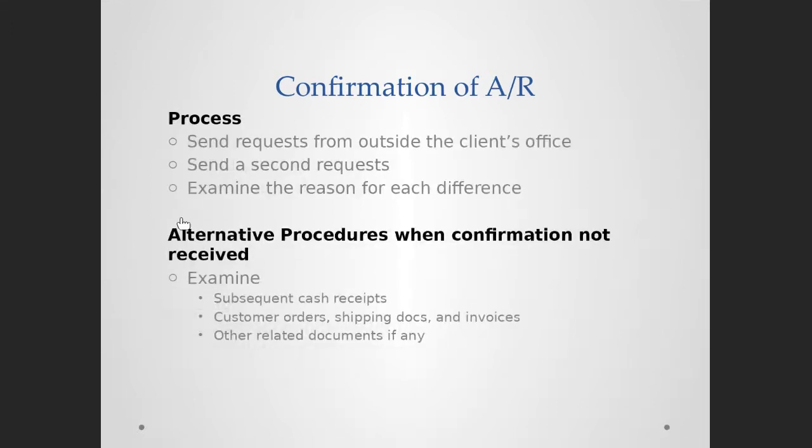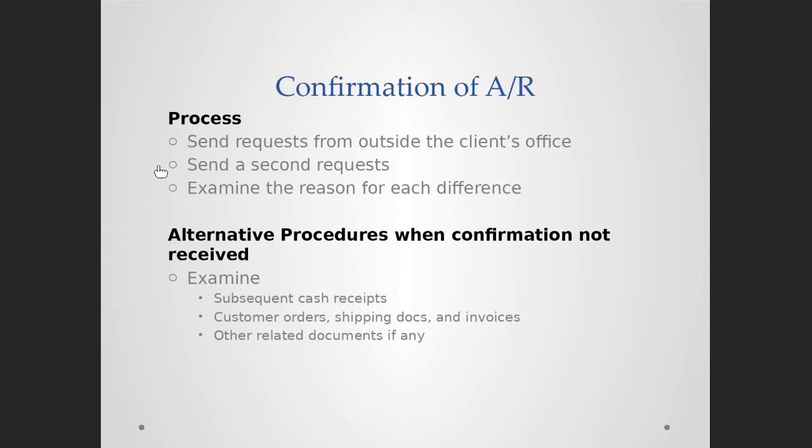Okay, so let's go and see what happens. We send these letters from outside the client's office. When you're in the client's office, you're going through their records, you're doing the audit. When you write these letters, they should be from your office and not the client's office. You go back to your office and you write those letters and you send them from your office. You never write those letters in your client's office and give it to them to put in the post. Never do that, right? This is something that you never do. So you send it from your office, not the client's office.